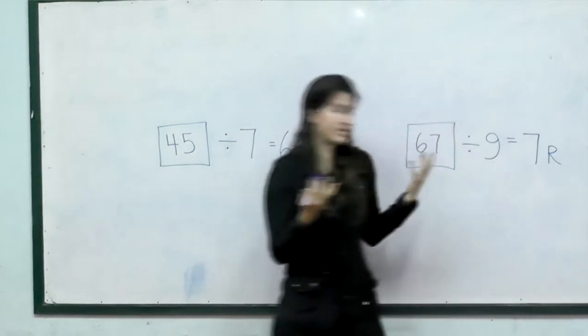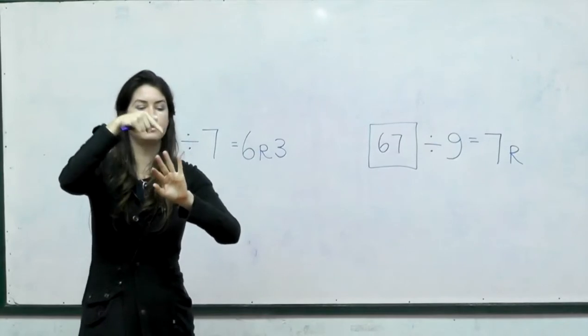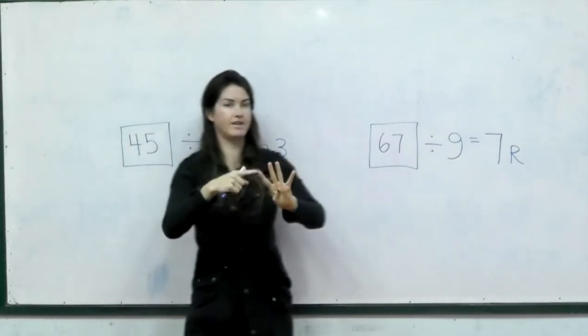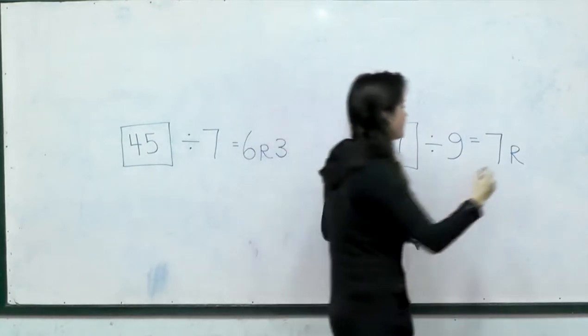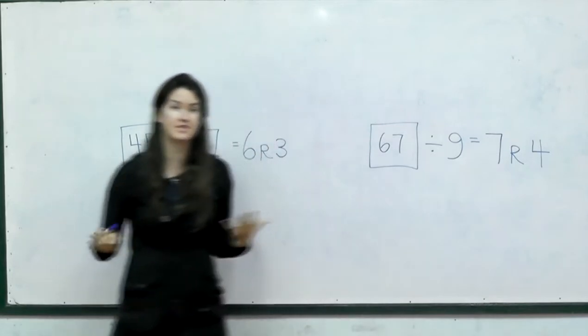Okay, let's just check. That's cool. We stopped at 63, so we have 64, 65, 66, 67. How many? R4. Very nice job, friends. So that's how we do our division problems.